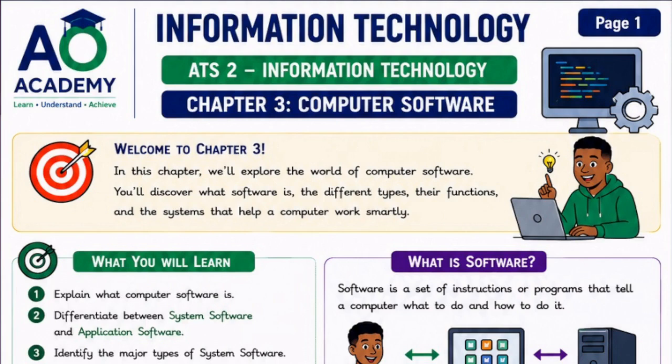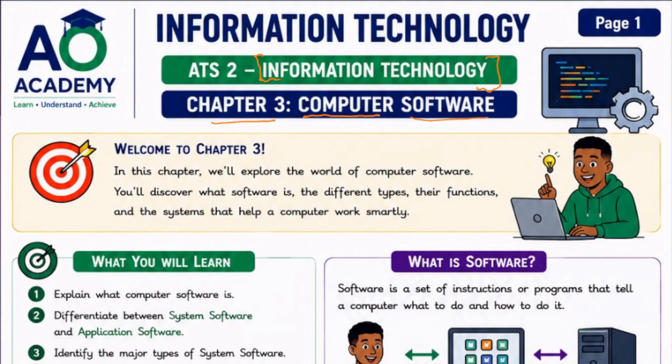Okay, so we are starting chapter 3 in this video. This chapter 3 is computer software. It is IT, as you can see from your screen. We are dealing with IT, information technology, which is for ATS2 students. Computer software is what we are talking about in chapter 3.